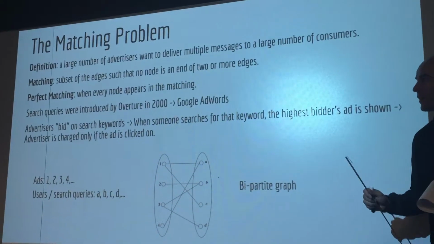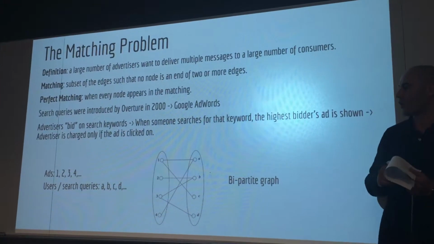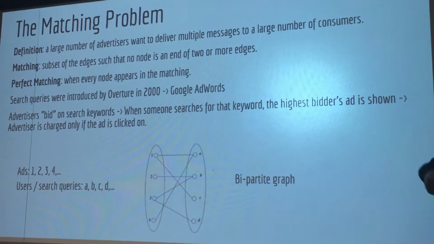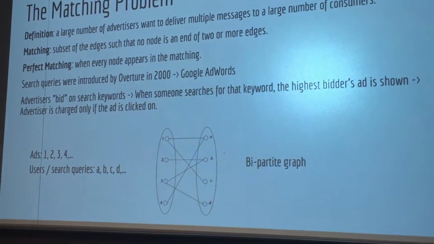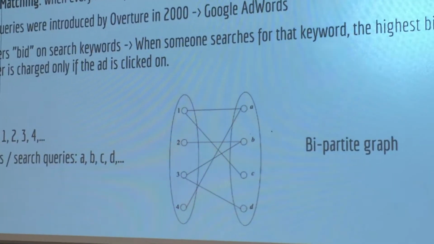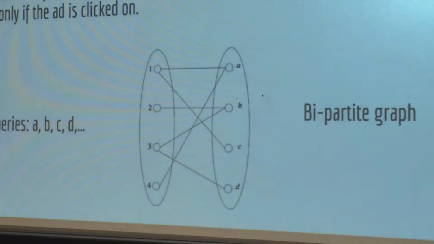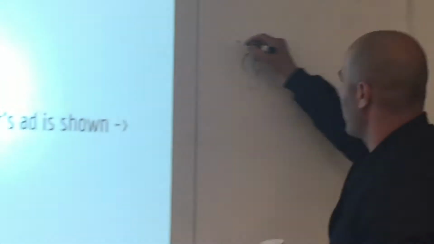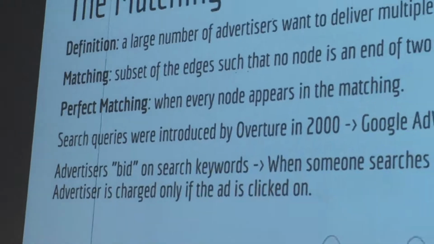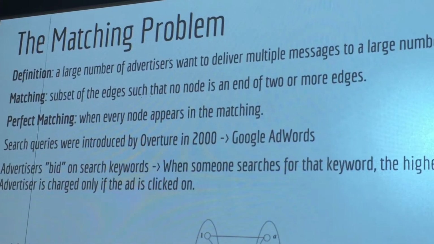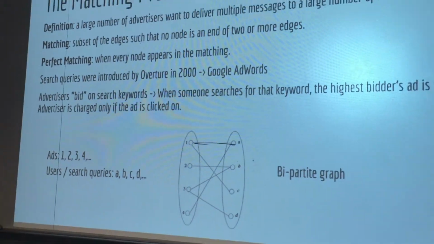But considering this and the definitions that we have here, could somebody give me a match considering this bipartite graph? Can you see it well enough? Right here, the 1, 2, 3, 4. Can you see the lines? Any volunteer to give me a matching there? Mike? 1A. Okay. So 1A, and that's one part of the match. If we look at the definition, it's a subset of edges such that no node is an end of two or more edges. So you said 1A, which would be this. All right. What else? 1C.